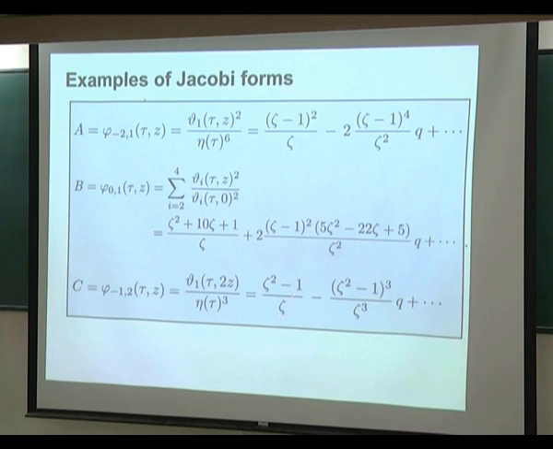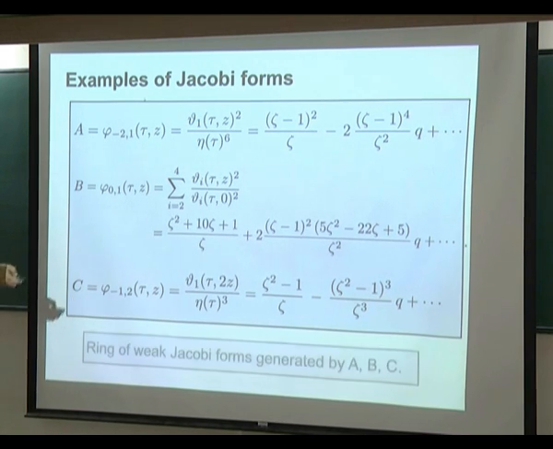So why do I give these 3 examples? Exactly like, as the question was asked before, exactly like for modular forms, the ring of Jacobi forms is also finitely generated, and in fact it's finitely generated by these 3 functions. Okay, so that's all you need to know. These are your basis functions.